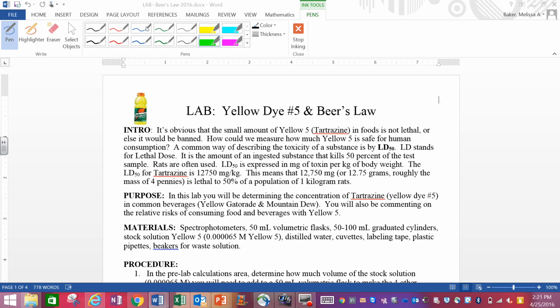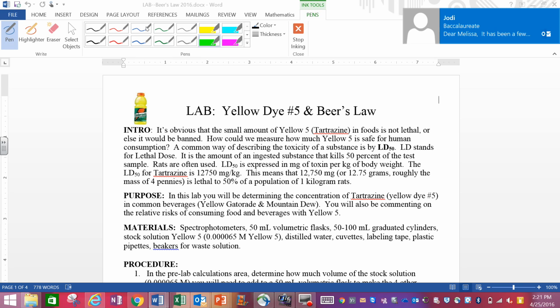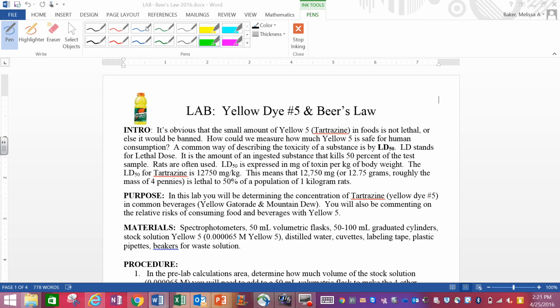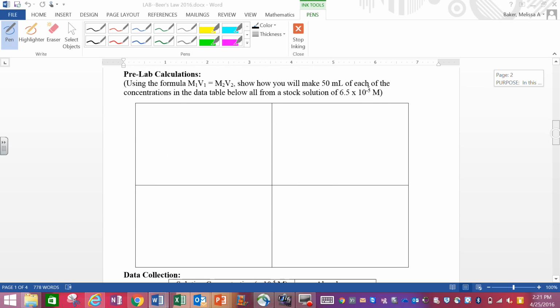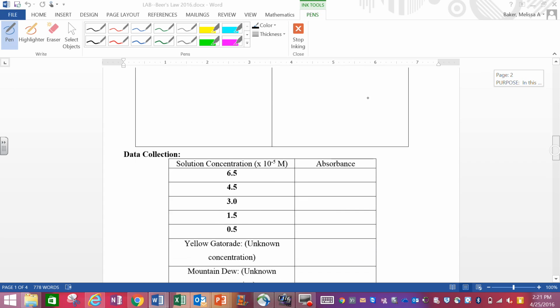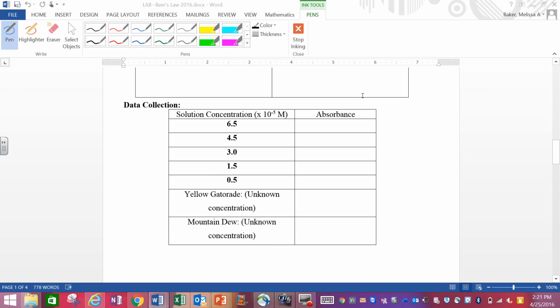Like if you shine a flashlight through a really concentrated, dark red Kool-Aid, not much light is going to get through. And so you can actually measure that and figure out an unknown concentration after setting up a standard curve. What we did in this lab was we collected data for known concentrations. I'm going to skip down here because let's pretend you already did the part where you calculated how to make each solution, because we did that part in class.